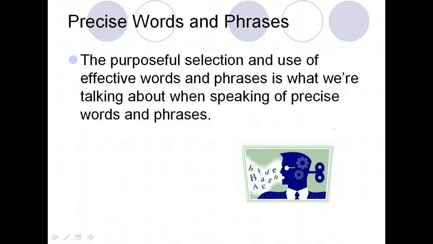The purposeful selection and use of effective words and phrases is what we're talking about when speaking of precise words and phrases. The word should be specific and accurate. The language should be natural, effective, and appropriate to the audience. The author should use lively verbs, specific nouns, and modifiers. The language used should enhance and clarify the meaning of the writing.